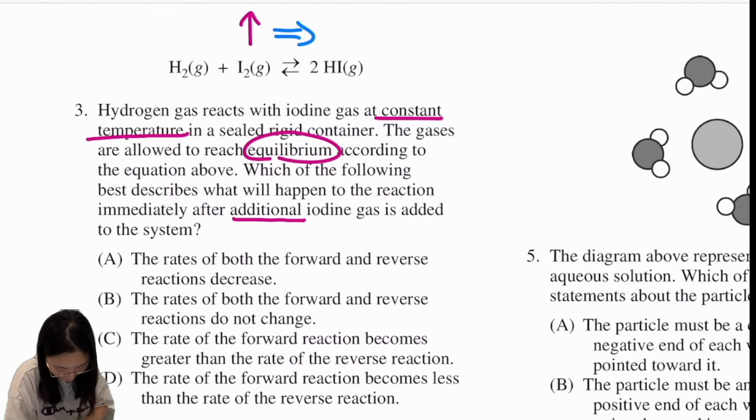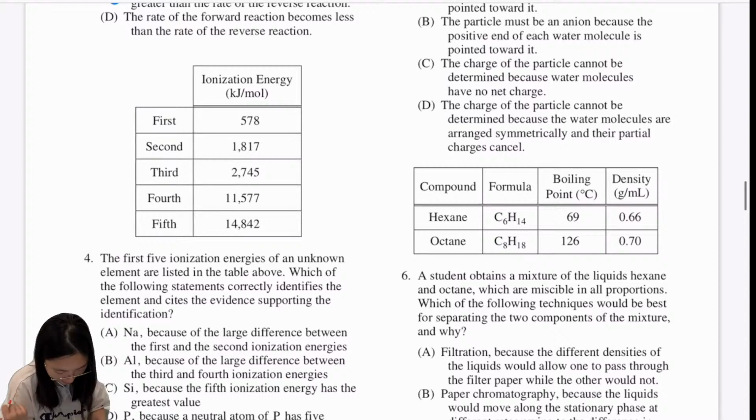See, the rate of the forward reaction becomes greater. Yes. So at equilibrium, the forward reaction rate is the same as the reverse reaction rate. But once it's shifting toward the right, the forward reaction rate is getting bigger. So it's C. Perfect. Okay. All of you guys are doing great.